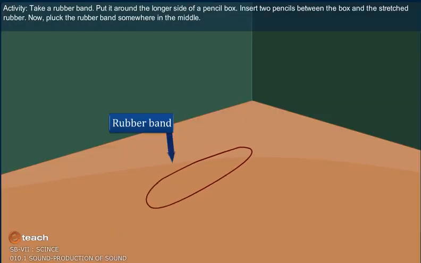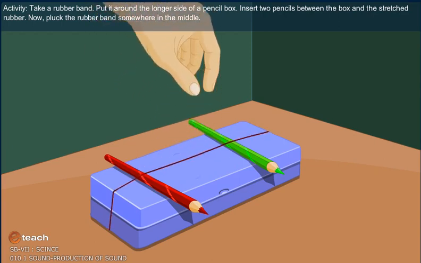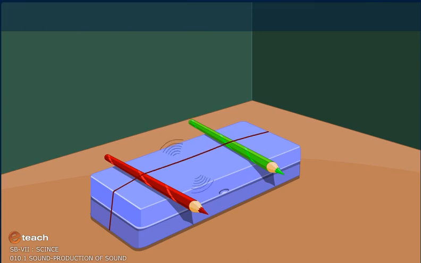Activity. Take a rubber band. Put it around the longer side of a pencil box. Insert 2 pencils between the box and the stretched rubber. Now, pluck the rubber band somewhere in the middle. We can hear vibrating sound.